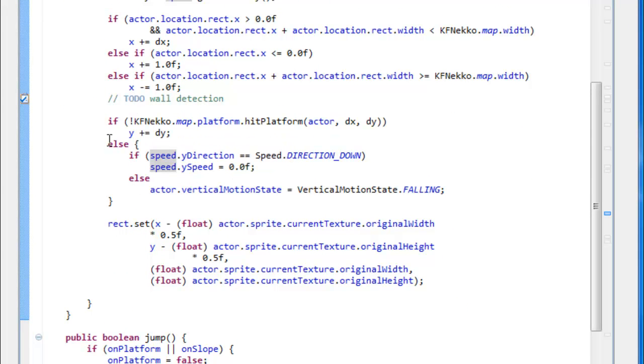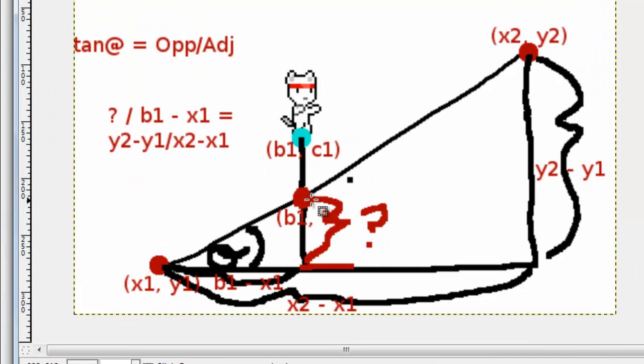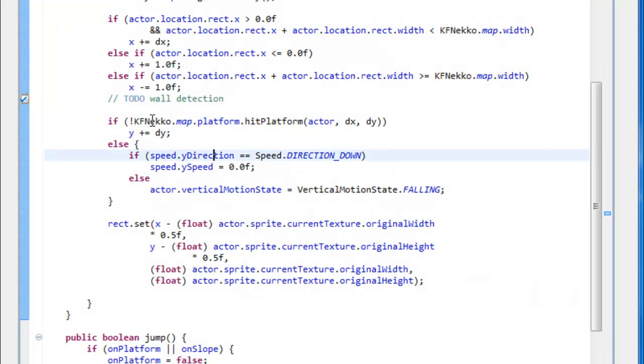What we're going to do in here, now remember that we have two things. We have platforms, horizontal platforms, and we have slopes. Both of them influence the y value of our actor. Only the y value, right? We don't care about the x value. Both of these methods can offset the actor's y value depending on whether they hit a platform or not, or hit a slope. Now later on we will take care of the wall detection, which will only influence the x value of our actor.